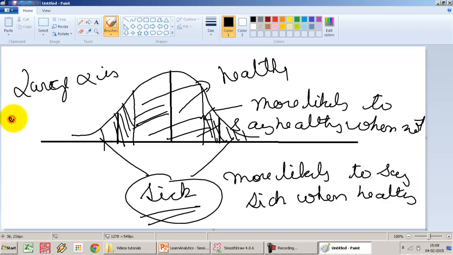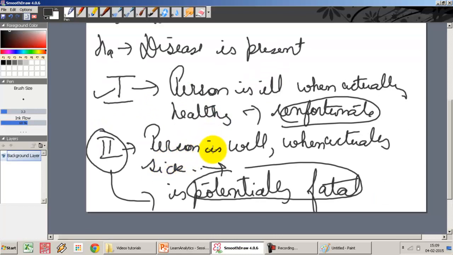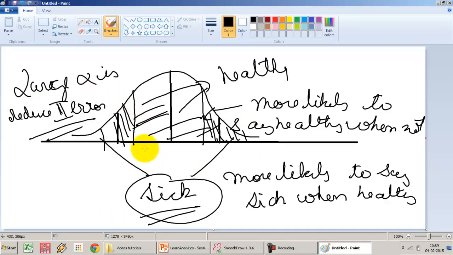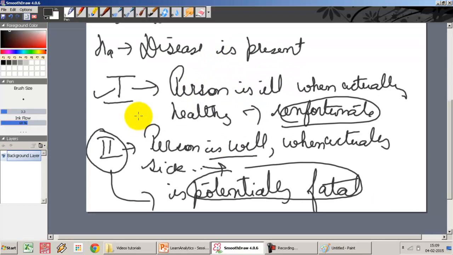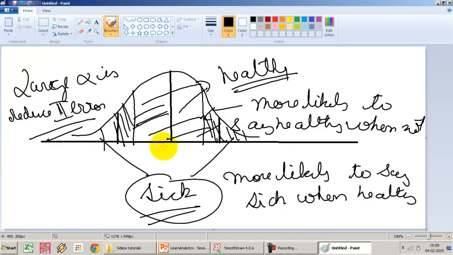Large alpha is going to reduce type 2 errors. So in this case also, when we want to reduce a type 2 error, saying that the person is well when they are actually sick, I can go with a large alpha, which has a larger, let's say, unwell region, and I am less likely to tell a sick person you're healthy. Conversely, I'm more likely to tell a healthy person you're sick. So type 1 error becomes big, but type 2 error is reduced by having a large alpha over here.